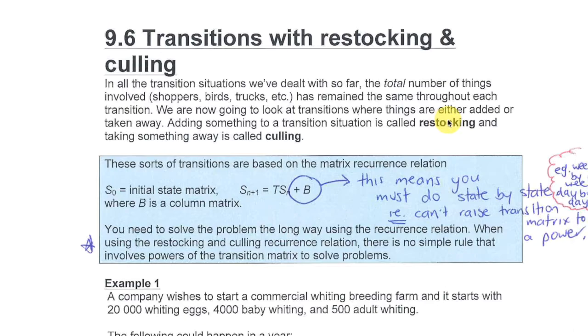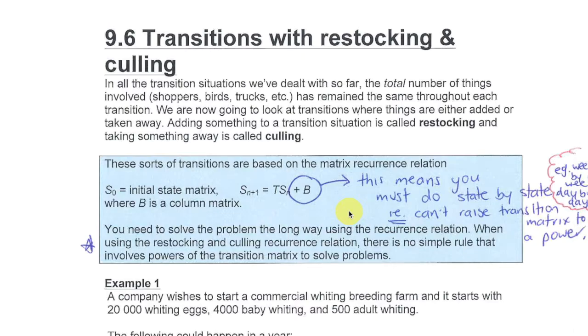So the restocking and culling matrix is defined as this plus B part. The status that we're after is equal to the transition matrix multiplied by what the status was immediately before this status. So in this way it's defined as being Sn plus B, where B is the restocking and culling matrix. Please notice that we need to do these in set steps.